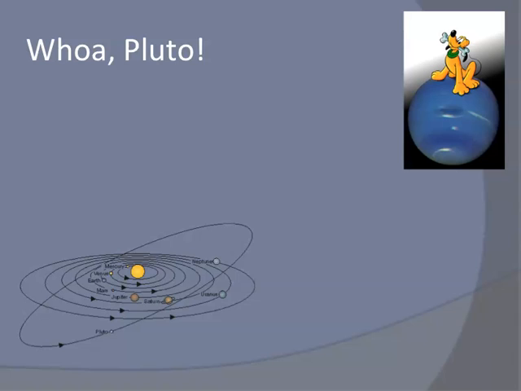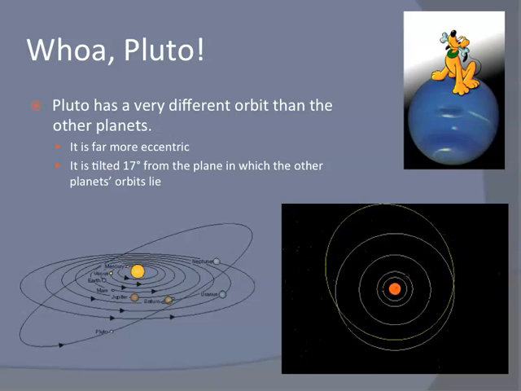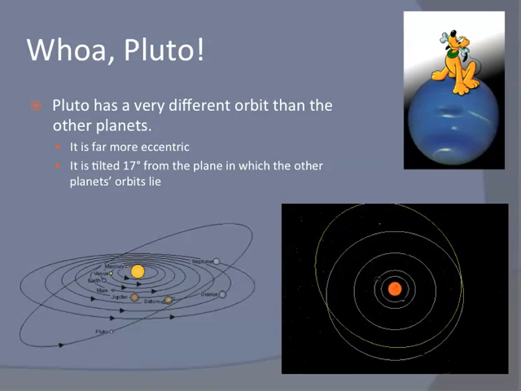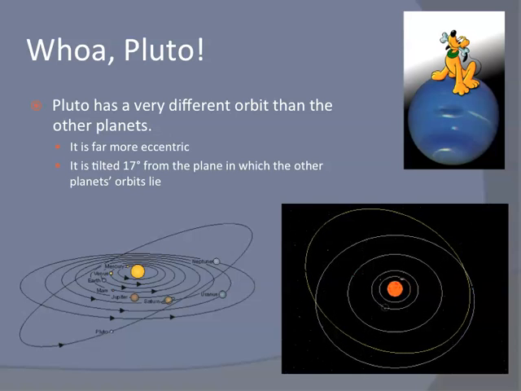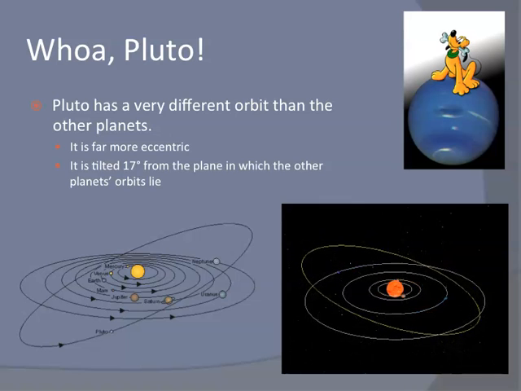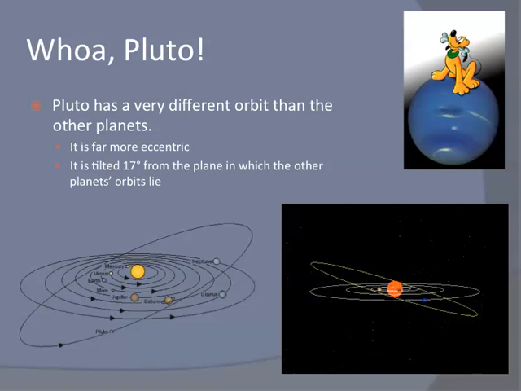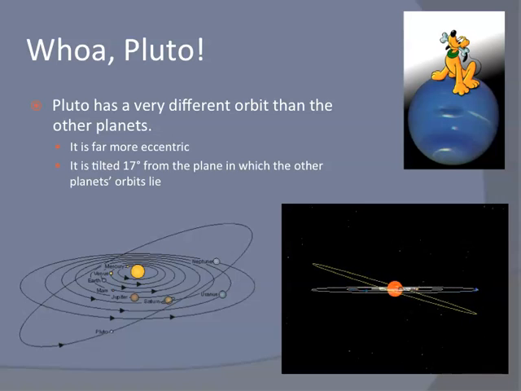Okay, so what about Pluto? Pluto has a very different orbit than the other planets. It is far more eccentric, as we saw on that graph before. And it is tilted at a 17-degree angle from the plane in which the other planets' orbits lie. Here's actually a picture if you want to have a better idea of just how all the planets are orbiting. And you can see Pluto's is the one that's in yellow here. So if you look at it from this point of view, you can see how it's tilted, unlike the rest of the planets.